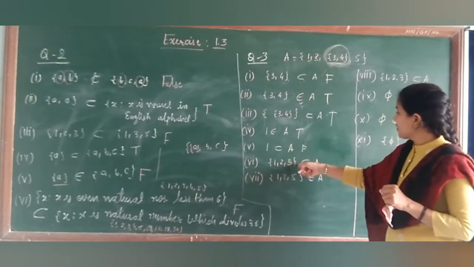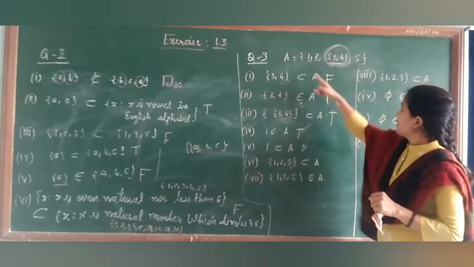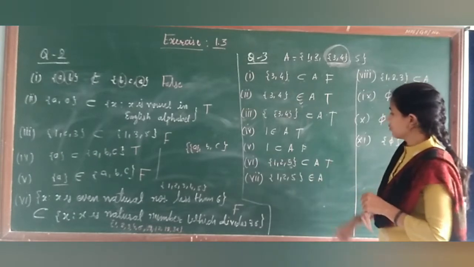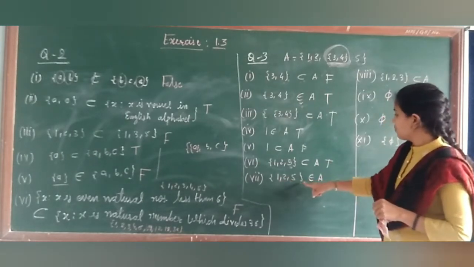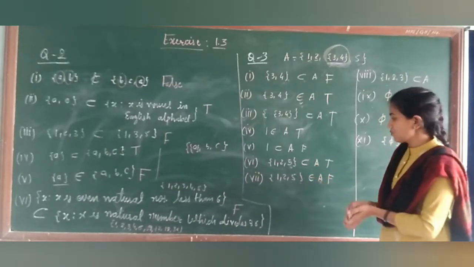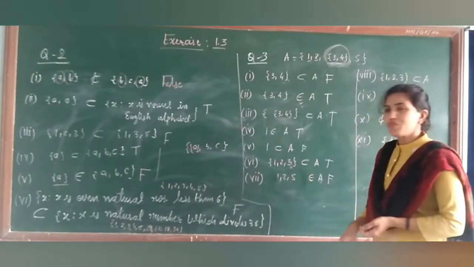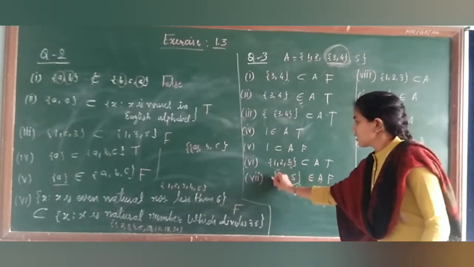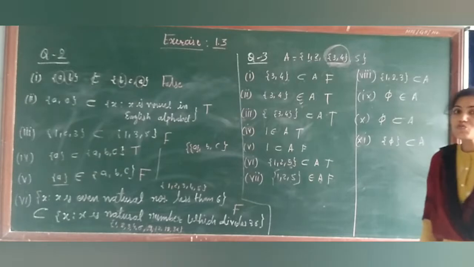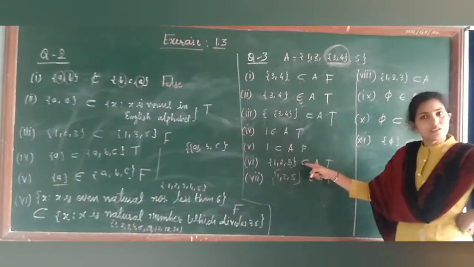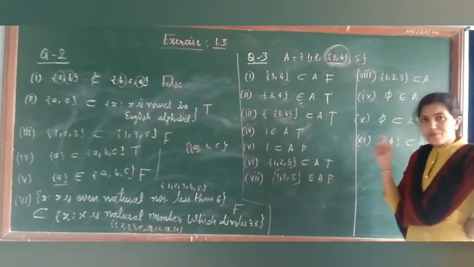1 2 and 5 is a subset of A. 1 2 and 5, yes, it is a subset of A, so true. 1 2 5 belongs to A, false, because it is a subset. If I had to write it, I would write it without curly bracket, then it will be true, but it is enclosed between the bracket, so it is false, right? Yes, here if you had the symbol subset, then it will be true.